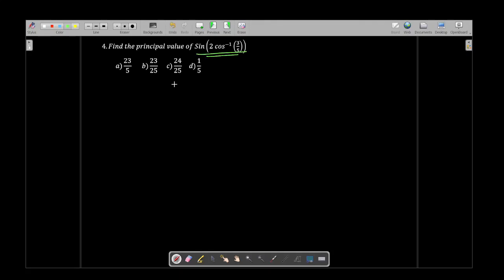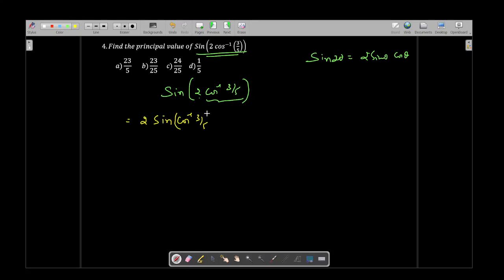So we have sine of 2 cos inverse of 3 by 5. Let us take this as theta. So we have sine 2 theta. Sine 2 theta formula is 2 sine theta cos theta. So I can write this as 2 times sine of cos inverse 3 by 5, into cos of cos inverse of 3 by 5. Here I can easily cancel cos and cos inverse, and this is also less than 1. So this is my 3 by 5.